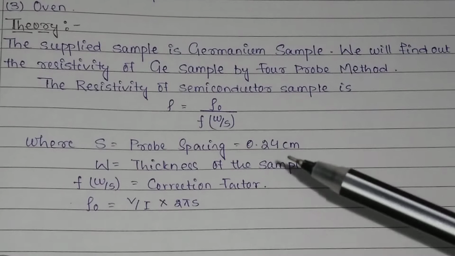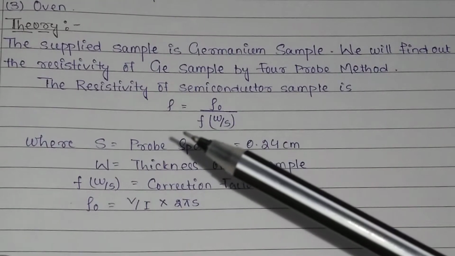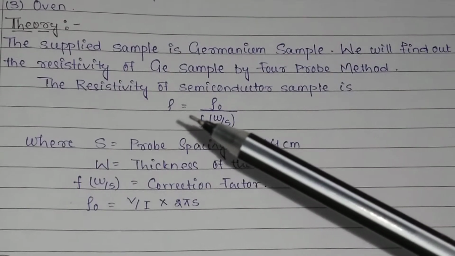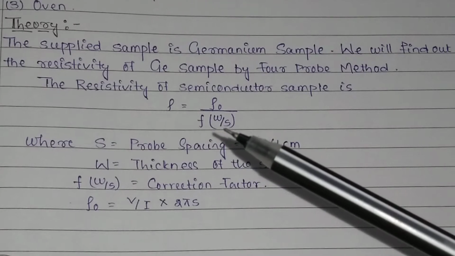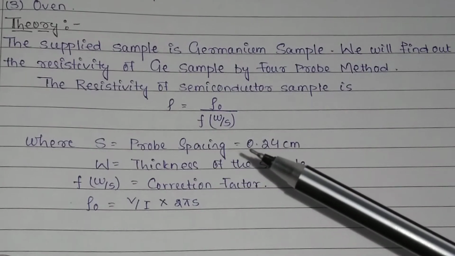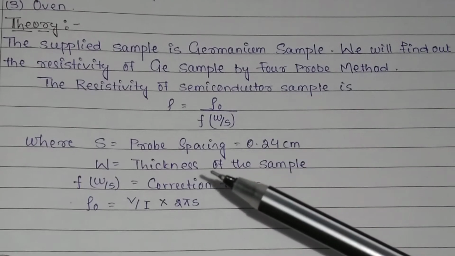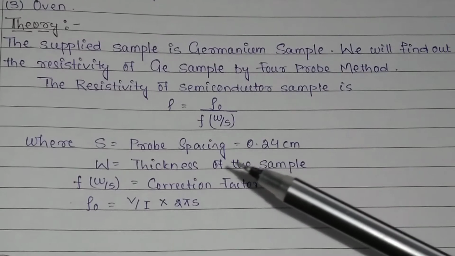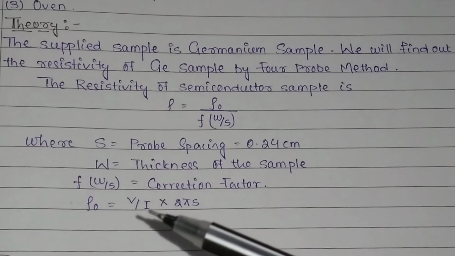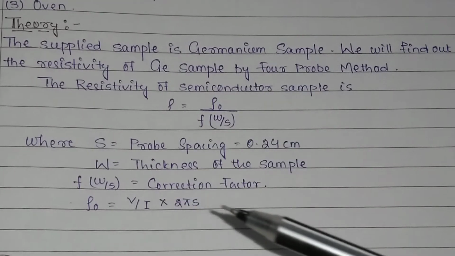So in this video, I will discuss in detail how to determine the resistivity of a semiconductor sample. Rho is equal to rho 0 divided by f of W by S. S is the probe spacing. In our experiment, the probe spacing is 0.24 centimeter, W is the thickness of the sample, and f of W by S is the correction factor. So rho 0 is equal to V by I into 2 pi S.